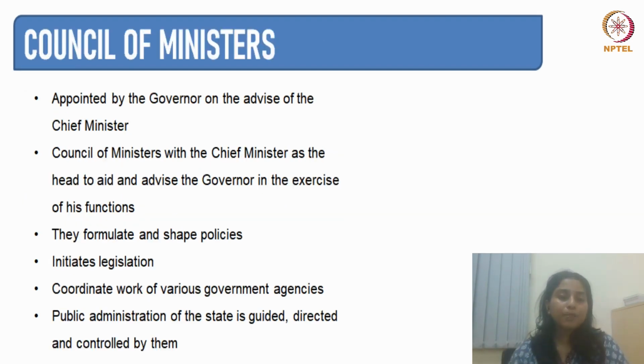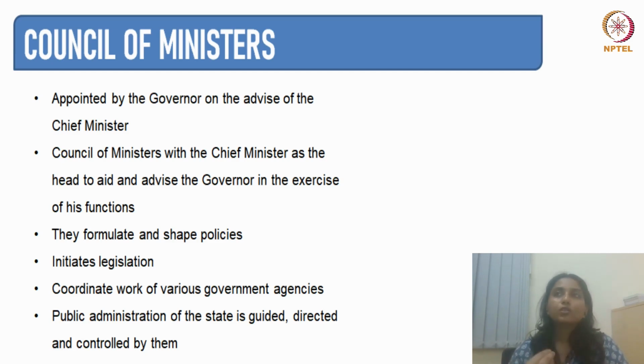Moving on to the next part of the state executive, which is the Council of Ministers. So the Council of Ministers in the state is constituted and function in the same way as the Council of Ministers at the center. So the Chief Minister is appointed by the governor, whereas the Council of Ministers are also appointed by the governor, but on the advice of the Chief Minister. So only those persons who are recommended by the Chief Minister can become part of the Council of Ministers.